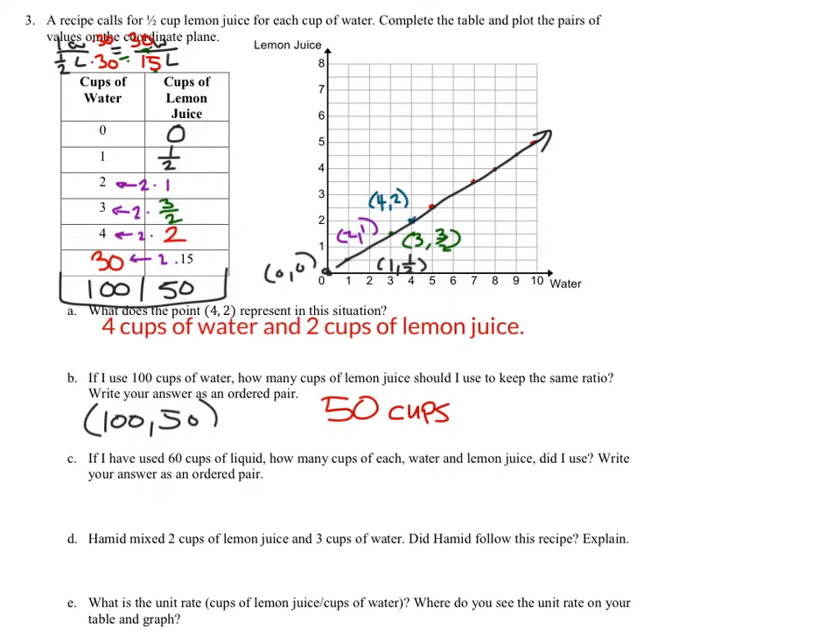If I have used 60 cups of liquid, how many cups of each would there be? So for 60 of these cups, we don't have anything that shows it. This one's pretty close with 45 cups of total liquid. So we can look at this as a ratio either as cups of water or cups of lemon juice. I would say cups of water.